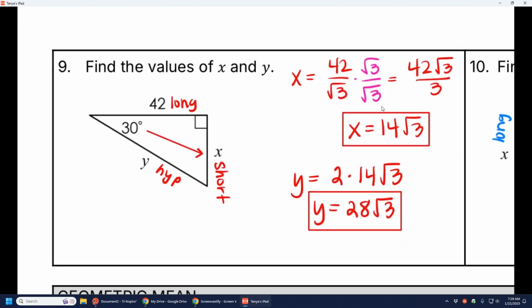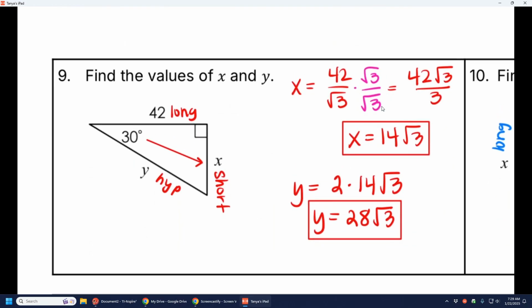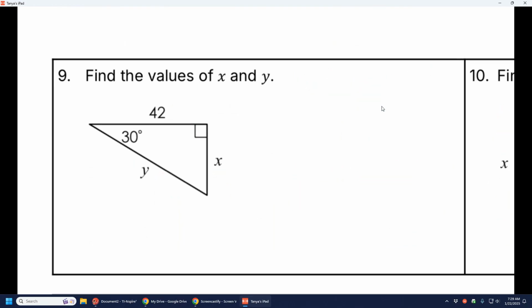Okay, now turn to the back. Let's do it together. Find the values of x and y. This time it's the 30, 60, 90. Okay, so always across from the right angle is the hypotenuse. Here's our 30 degrees. So if this is a 30, 60, 90, 30 is the smallest angle, so it needs to be across from the shortest side. So that's going to be short, and this is going to be long.